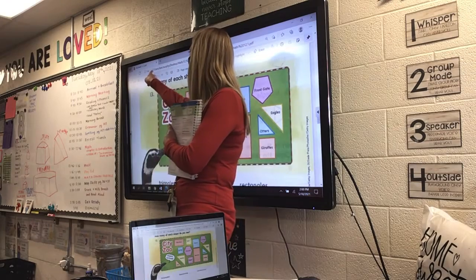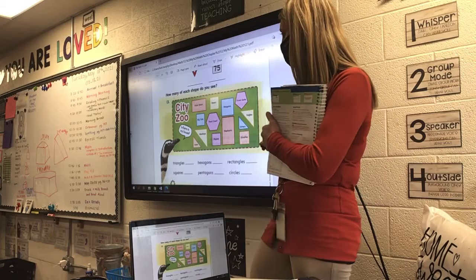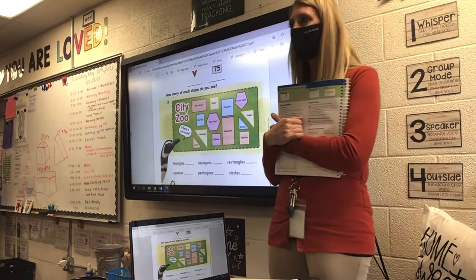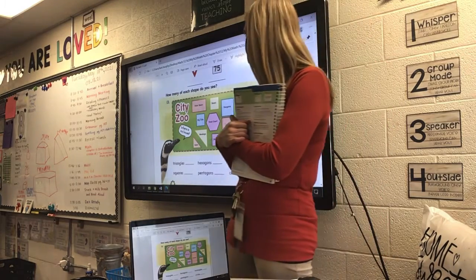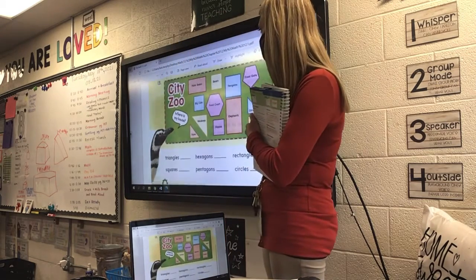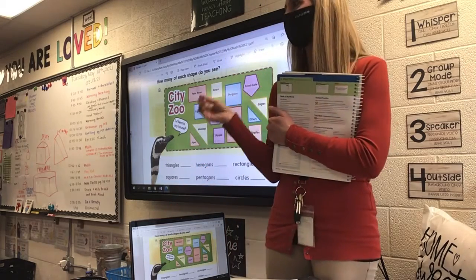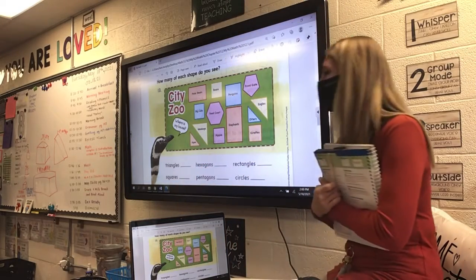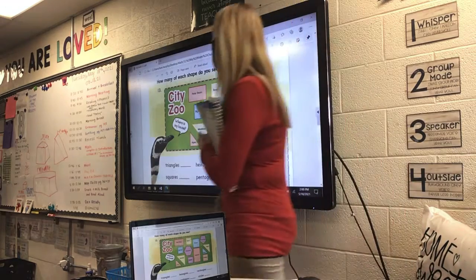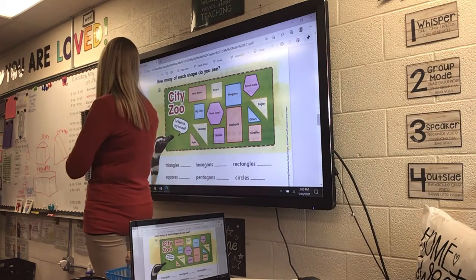He's so cute. Now down below, we have to figure out how many triangles are there. So I'll draw a stick, and why don't this person come up and circle the triangles, and then they can write the number of triangles that they see at the city zoo. All right, let's start with Wyatt. Wyatt, you can come do the triangles. Would you circle them? That way we can kind of keep track of them.